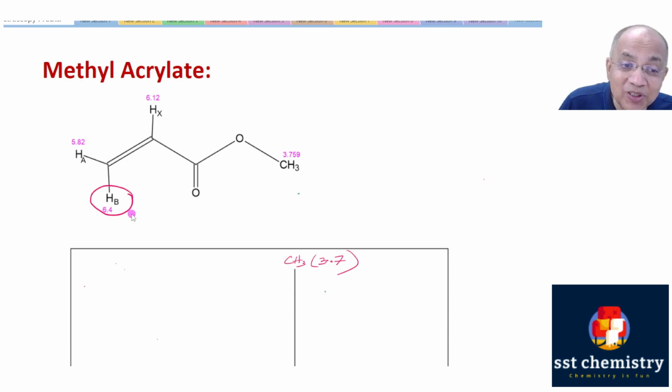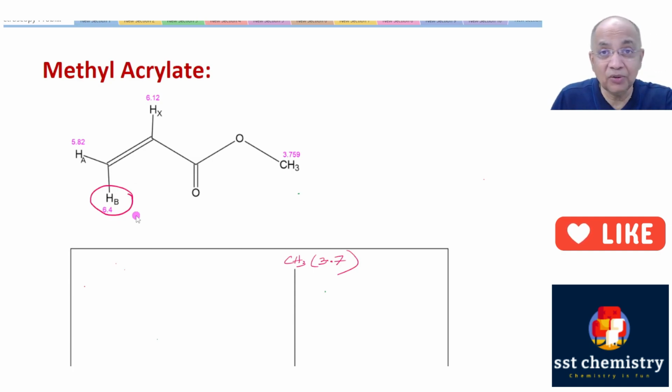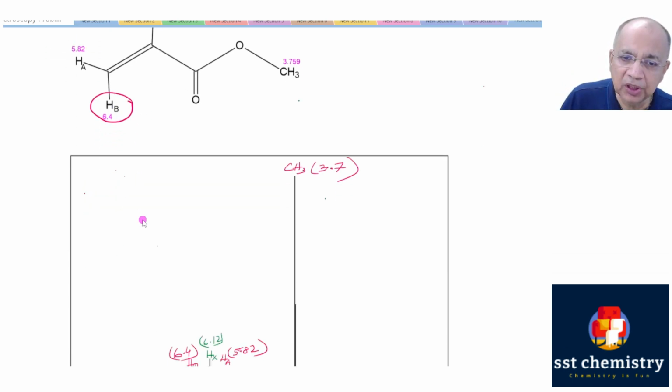You will find the most deshielded peak is not HX, it is HB. Very interesting. And if you are a teacher watching this, and you ask your undergraduate or postgraduate students, I doubt whether they will be able to answer that this is the most deshielded peak, unless they are provided the J values. They will calculate the J's and then see which is for which. Now I will explain to you why HB is in the most deshielded position.